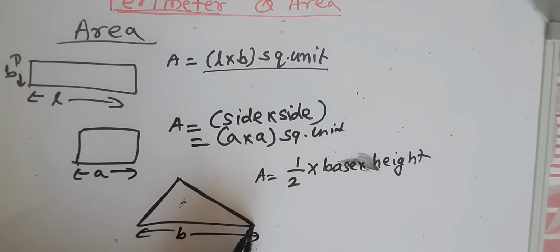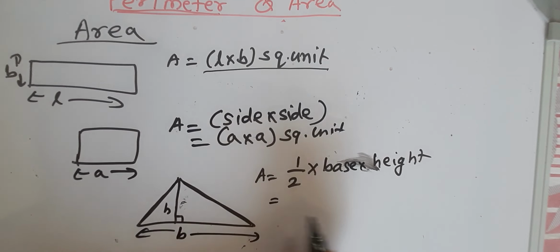To find out the height of triangle, you need to put a perpendicular line, a 90-degree line on the base, and that gives the height of the triangle. Now this part is the height of the triangle. A perpendicular line, a 90-degree line on the base gives the height of the triangle. This is very important here. So the area is half of b into h.